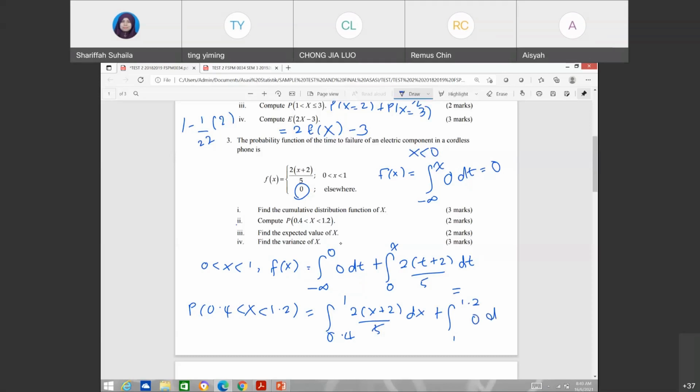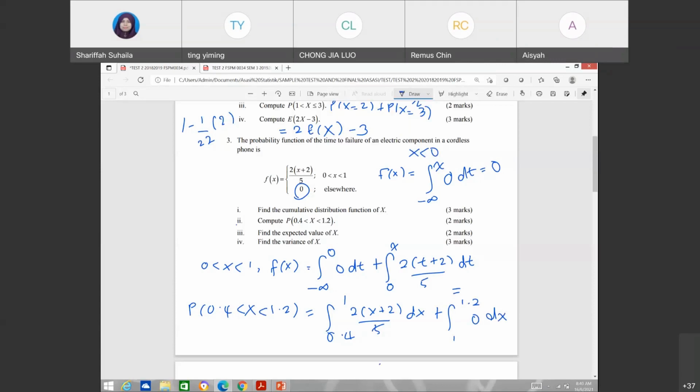Okay, sebab kita tak ada value yang kita nak selesaikan antara 0.4 up to 1.2. Okay, tetapi dalam kamu punya range is 0.4 up to 1. So you just solve this one. Okay, 1 up to 1.2, you have 0 density. Solve and then get lah what is your probability.